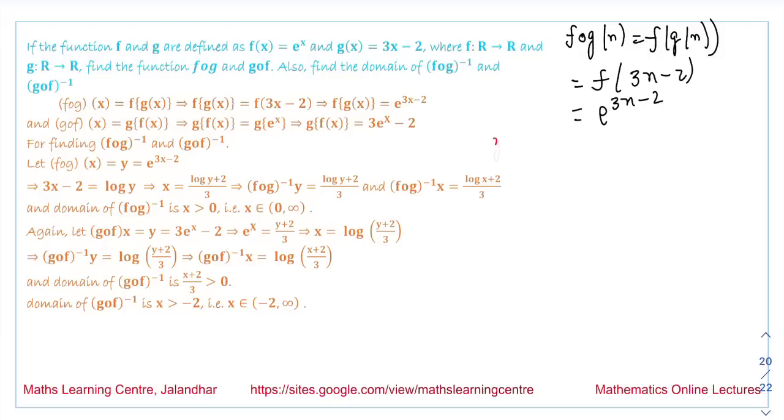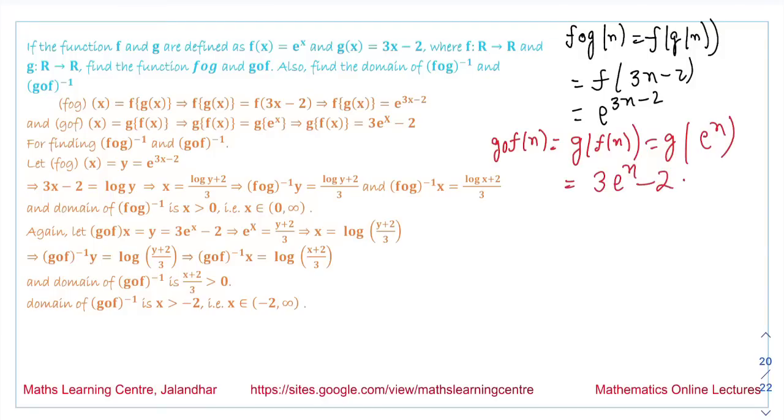Next we have to write the value of GOF of x. So that is equal to g of f(x), and this is equal to g of e raised to power x. So it is equal to 3 e raised to the power x minus 2. Now these are the two functions we have calculated. Now we have to find FOG inverse and GOF inverse.